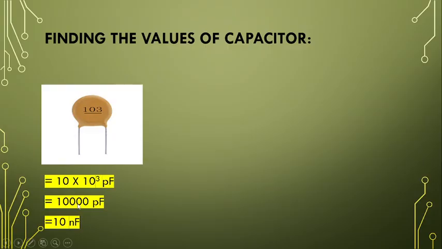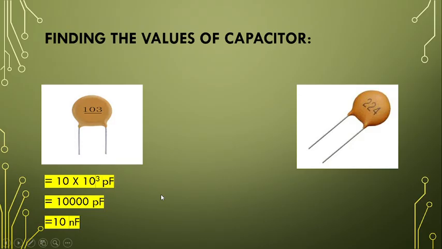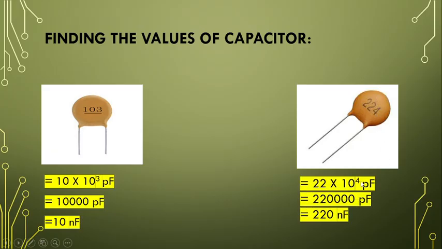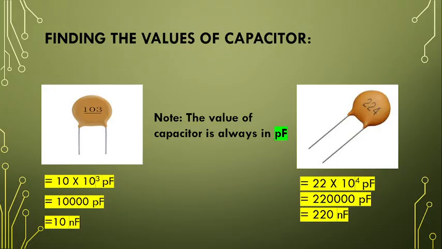So it will become 1000 picofarad, and then 1000 picofarad, when we cancel these 0s, becomes 10 nanofarad. Again we can have a second example: 2 as it is, again 2 as it is, into 10 raised to power 4. So it will become 22 into 10 raised to 4 picofarad. That means 22 with 4 zeros picofarad, and when we cancel these zeros, it will become 220 nanofarad. But always keep in mind the value of a capacitor is always in picofarad when you are finding the values of these ceramic type capacitors.